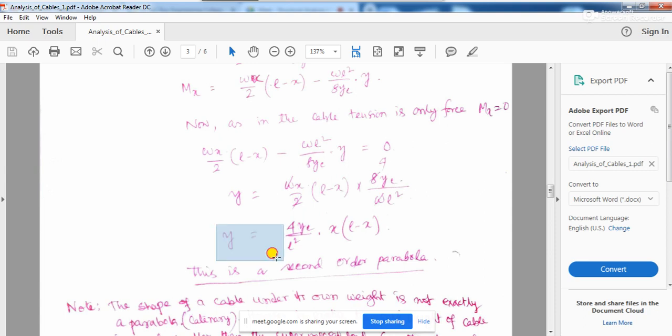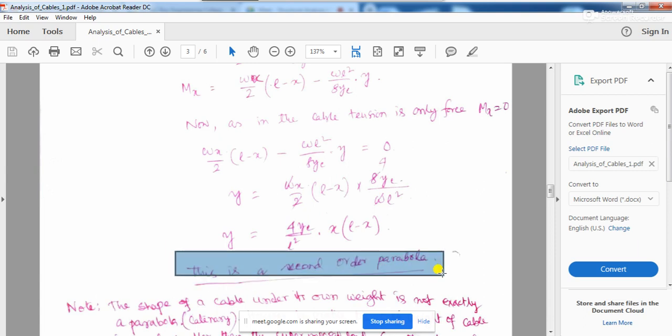Now you see, if you observe this equation, a similar kind of equation we have got for a parabolic arch also. So basically, this is the equation of a parabola. Considering this, y is equal to 4ax squared, this form of equation you are getting. So basically this is the equation of a parabola, a second order parabola in this case.